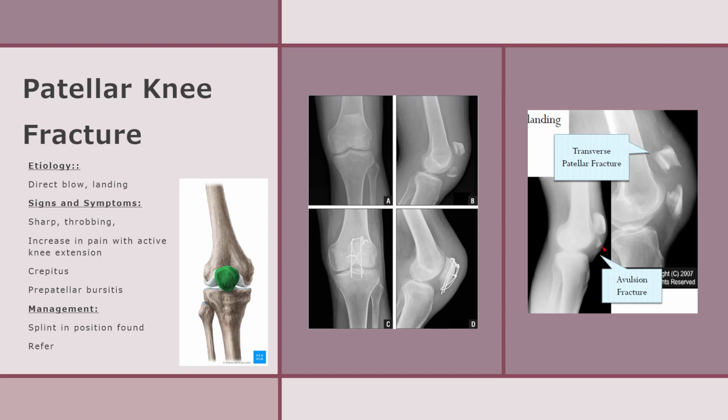Bipartite patella is a congenital condition, meaning it was present at birth, that occurs when the patella is made up of two bones instead of one single bone. Normally, the two bones would fuse together as the child grows, but in bipartite patella, they remain as two separate bones. Individuals with a bipartite patella are often confused as having a fractured patella, and X-rays can help distinguish this condition.